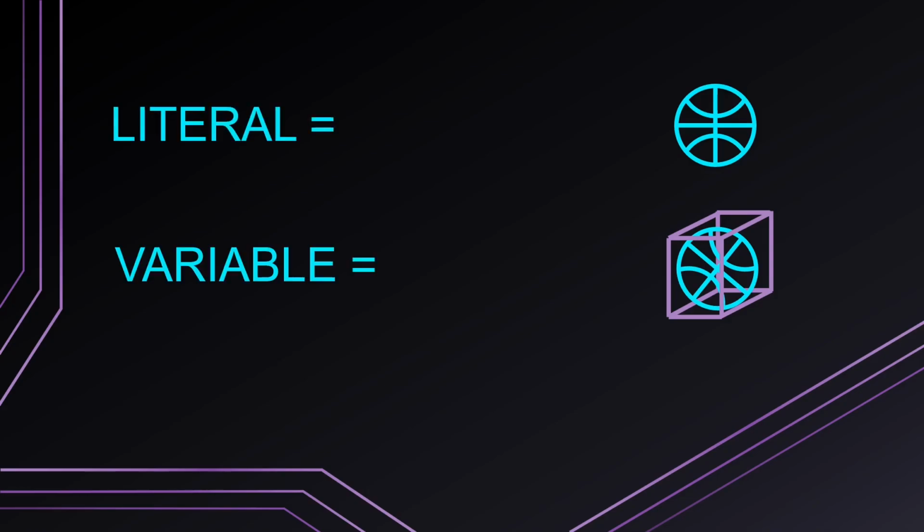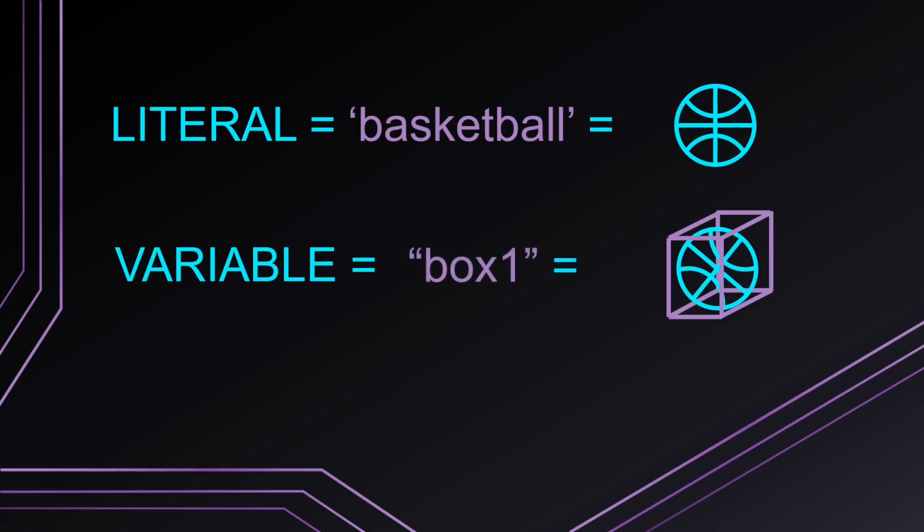A good way to understand a literal is to contrast it with an idea that is kind of its opposite, which is a variable. Let's cover them both. An analogy is the best way to understand literals and variables. So imagine this. If I ask for a literal basketball, I will get an actual basketball. But if I ask for a box named box 1, sure, I'll get the box, but there could be anything inside that box. There could be a baseball, a football, or even that basketball.